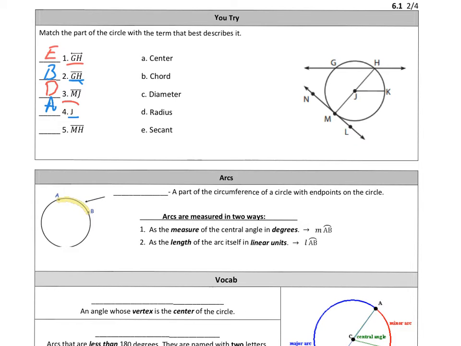And for the last one, I'm looking at segment MH. I'm going from M to H all the way across my circle. Now my endpoints are on my circle, so technically that is a chord, but in this case it does go through the center of my circle, which is a special case, the diameter. So that last one is C.